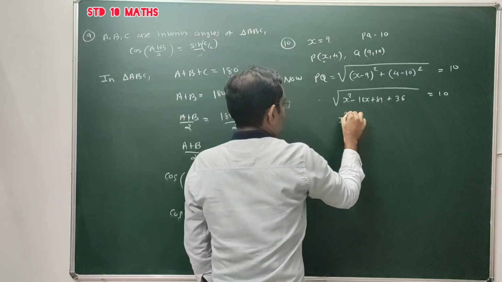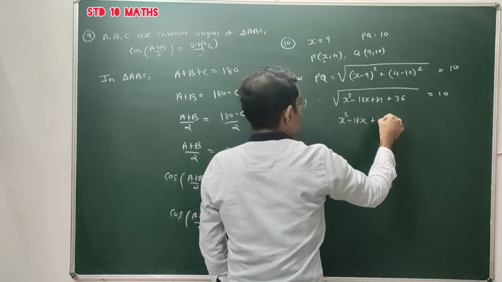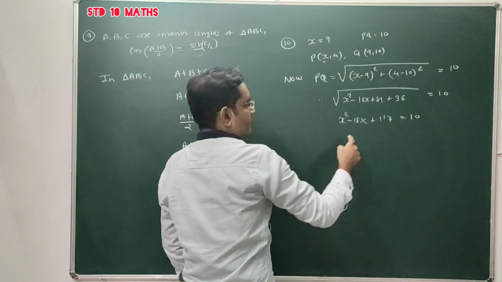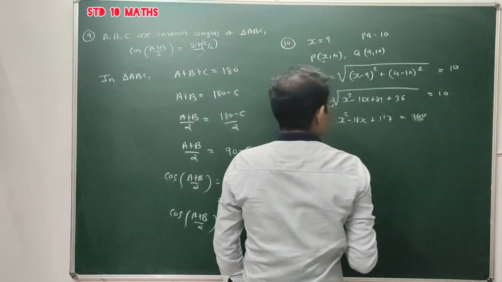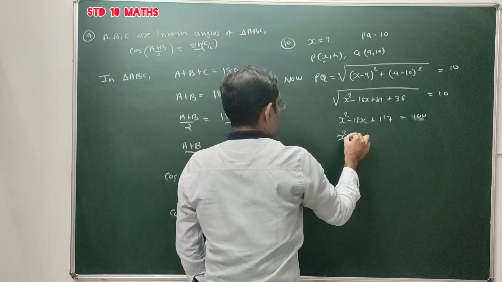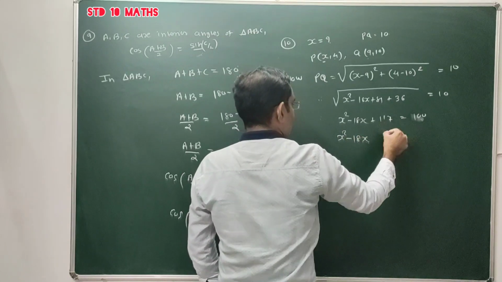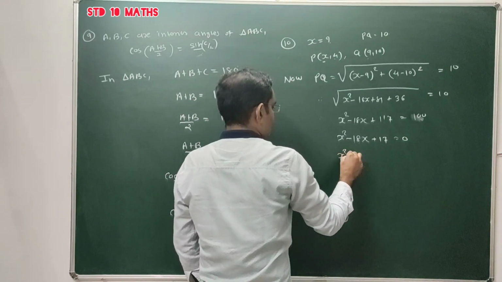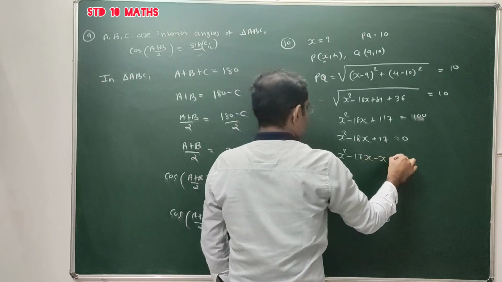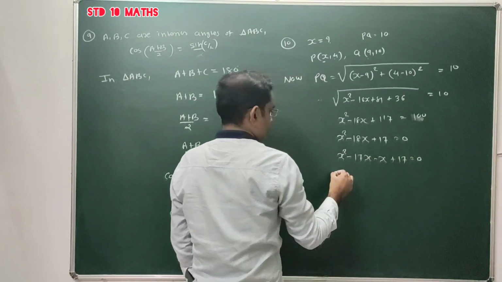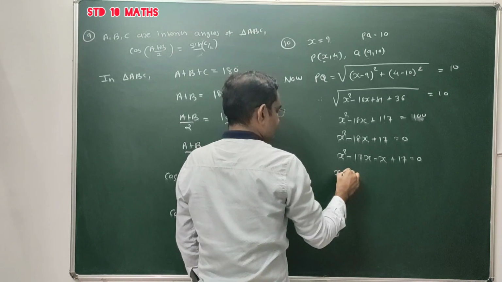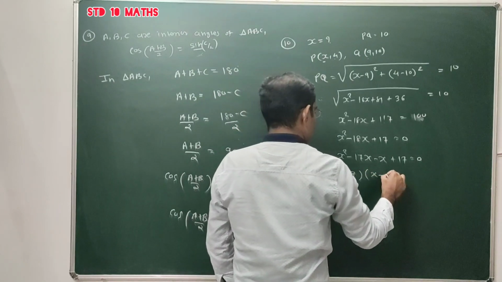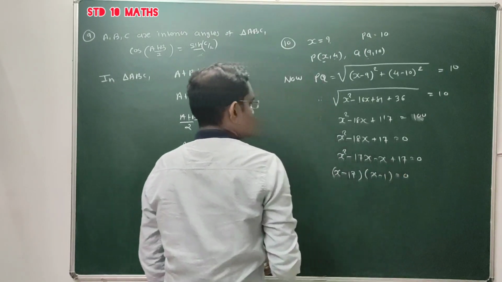Taking square, this one is x square minus 18x plus 117 equal to 10 square, so it's 100. So we are getting x square minus 18x plus 117 minus 100, so it's 17, equal to 0. So splitting the middle term, x square minus 17x minus x plus 17 equal to 0. So we are getting (x minus 17) and (x minus 1) equal to 0.